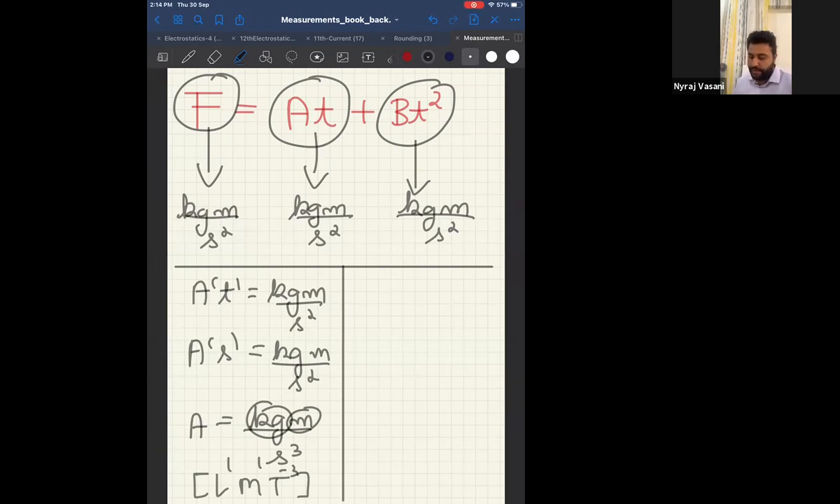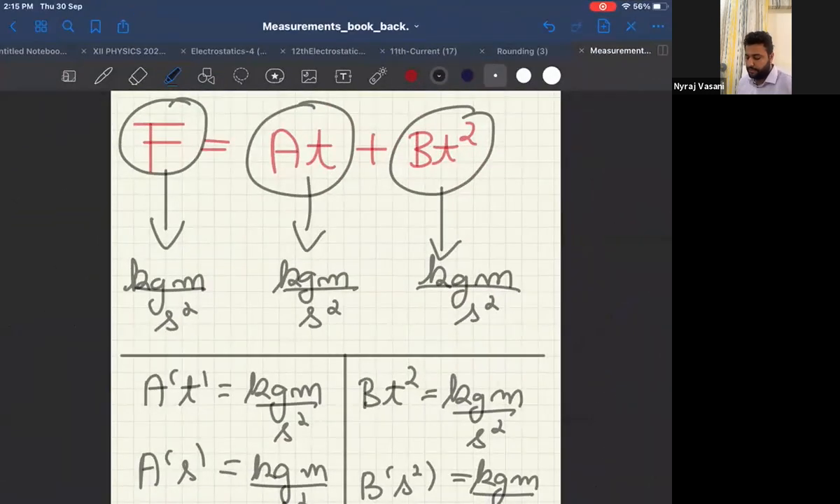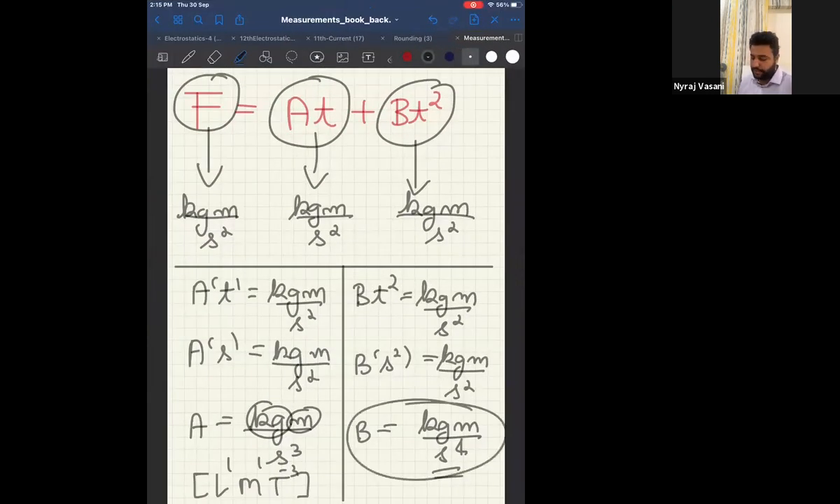Okay. Now, looking at B, I know that B into T square is kg meter per second square. Therefore, B into second square is equal to kg meter per second square. Therefore, B is equal to kg meter per second power 4. This is one unit, this is the other unit. So, kg meter per second power 4 will be L1 M1 T power minus 4.